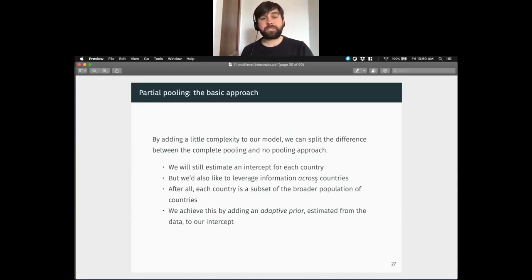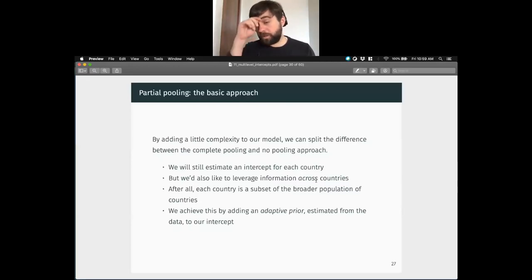Because each country is a subset of the broader population of countries, right? We're recognizing that there are similarities across these units, and we should use information on the whole population to help us understand the distribution within a country. So we're going to add what's called an adaptive prior. And the prior itself is going to get estimated from the data. And that's going to become part of our intercepts, right?